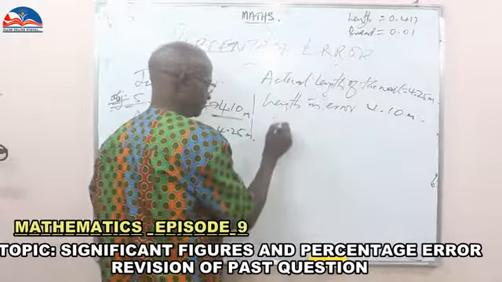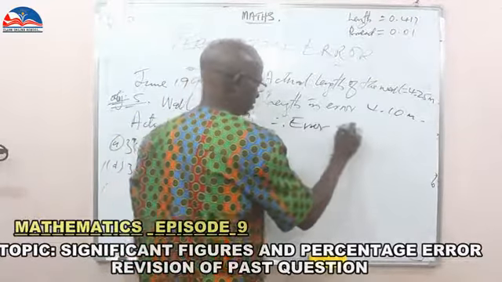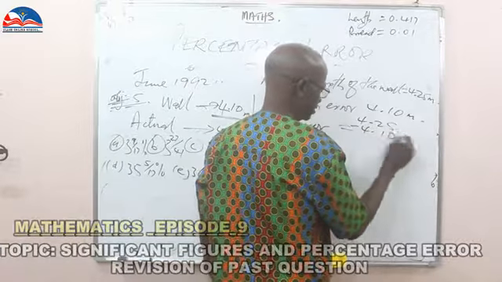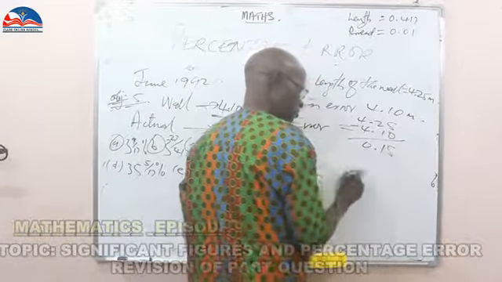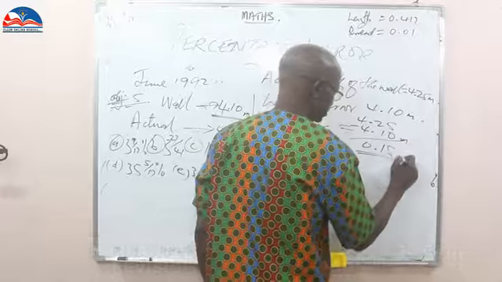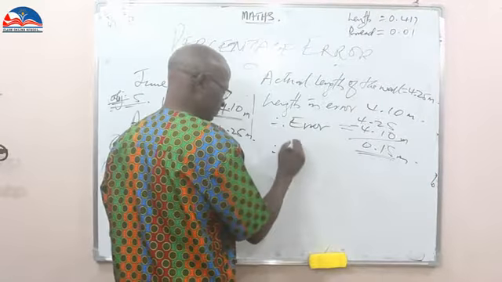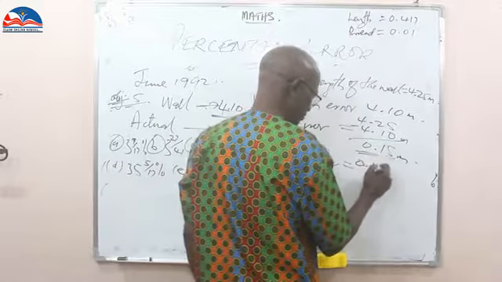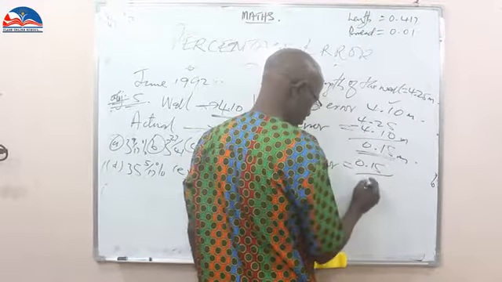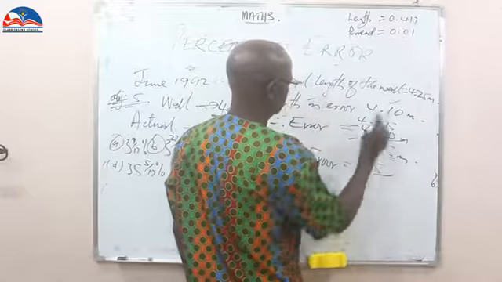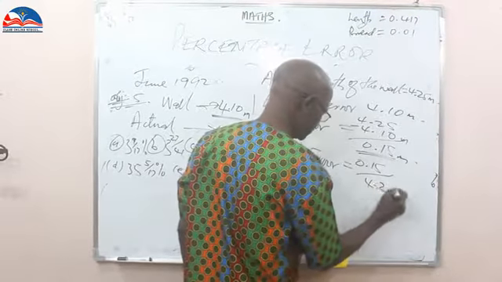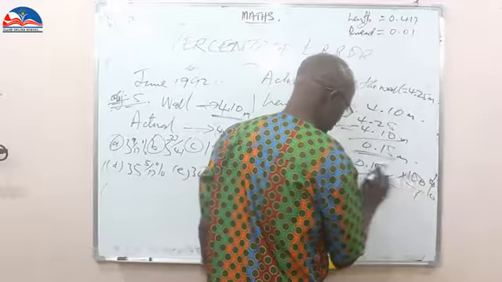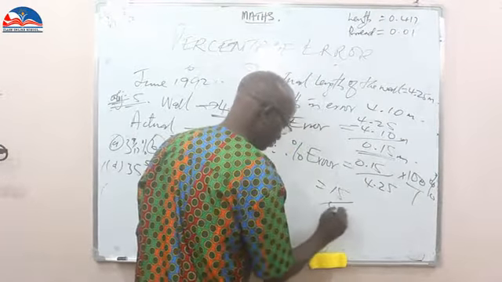Now what is the error? Error equals the actual minus the one he got in error, which is 0.15 meters. Therefore, convert it to percent. Percentage error now becomes the mistake he made, 0.15, over the actual 4.25, times 100%. This gives us 15 over 4.25.